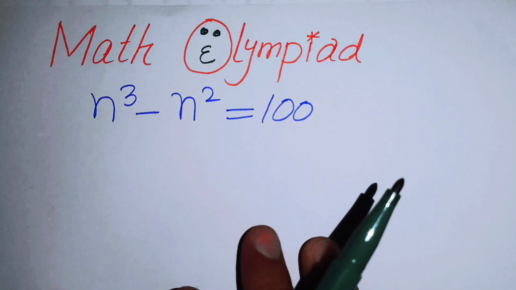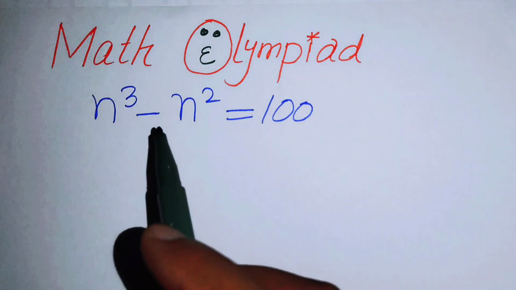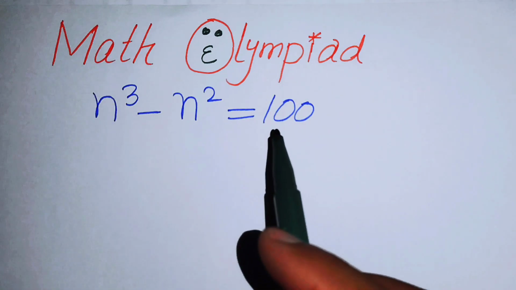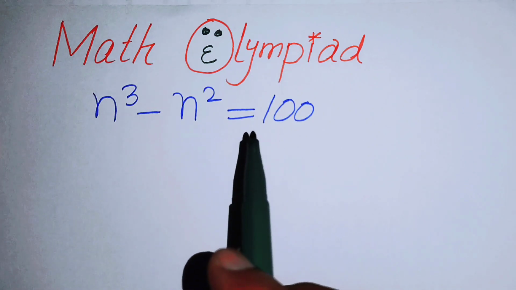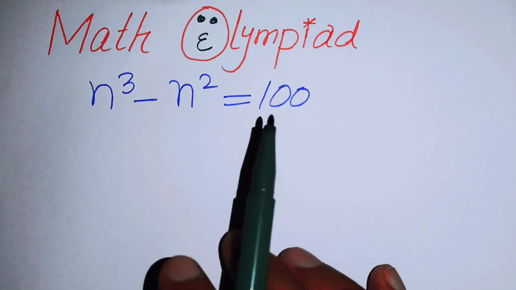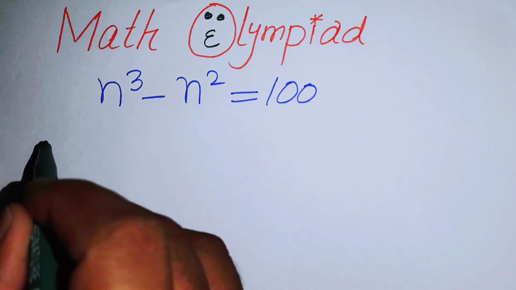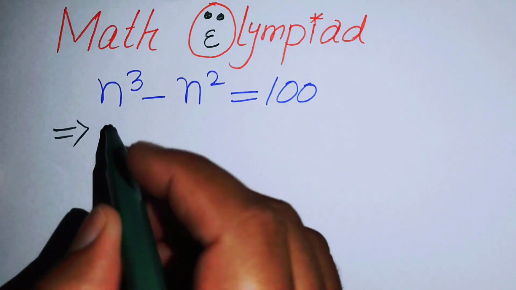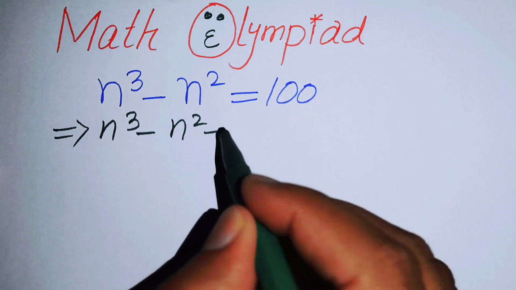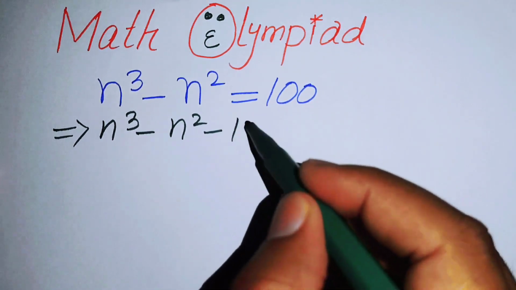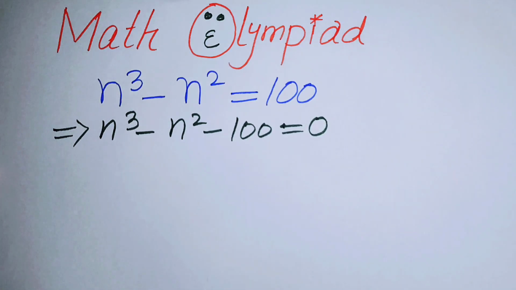In this video we are going to solve this nice algebra problem, and here we have n cubed minus n squared equals 100, and we will solve this problem for the values of n. So the very first thing we are going to do is move this 100 to the left hand side, and you get n cubed minus n squared minus 100 equals 0.